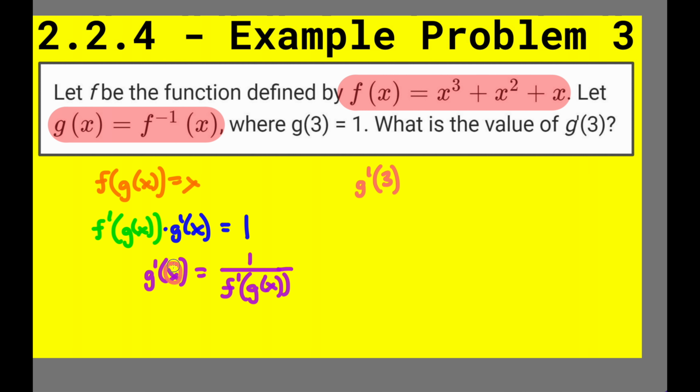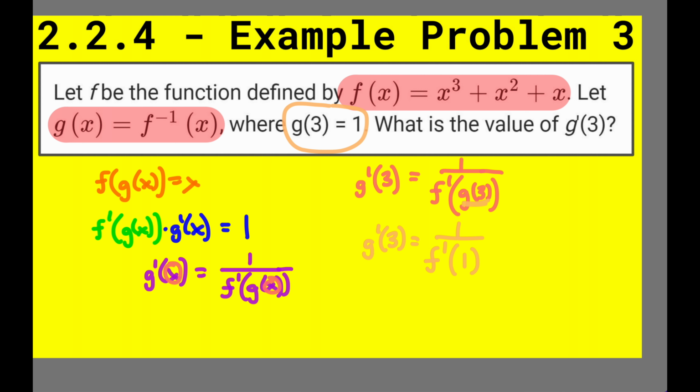Now from here, we want to find g prime of 3. So everywhere there's an x, I'm going to replace it with a 3. So now this is going to be equal to 1 over f prime of g of 3. Well, what's g of 3? We don't know. Well, actually, it says it right here what g of 3 is. So really, this is just 1 over f prime of 1, because g of 3 is 1.